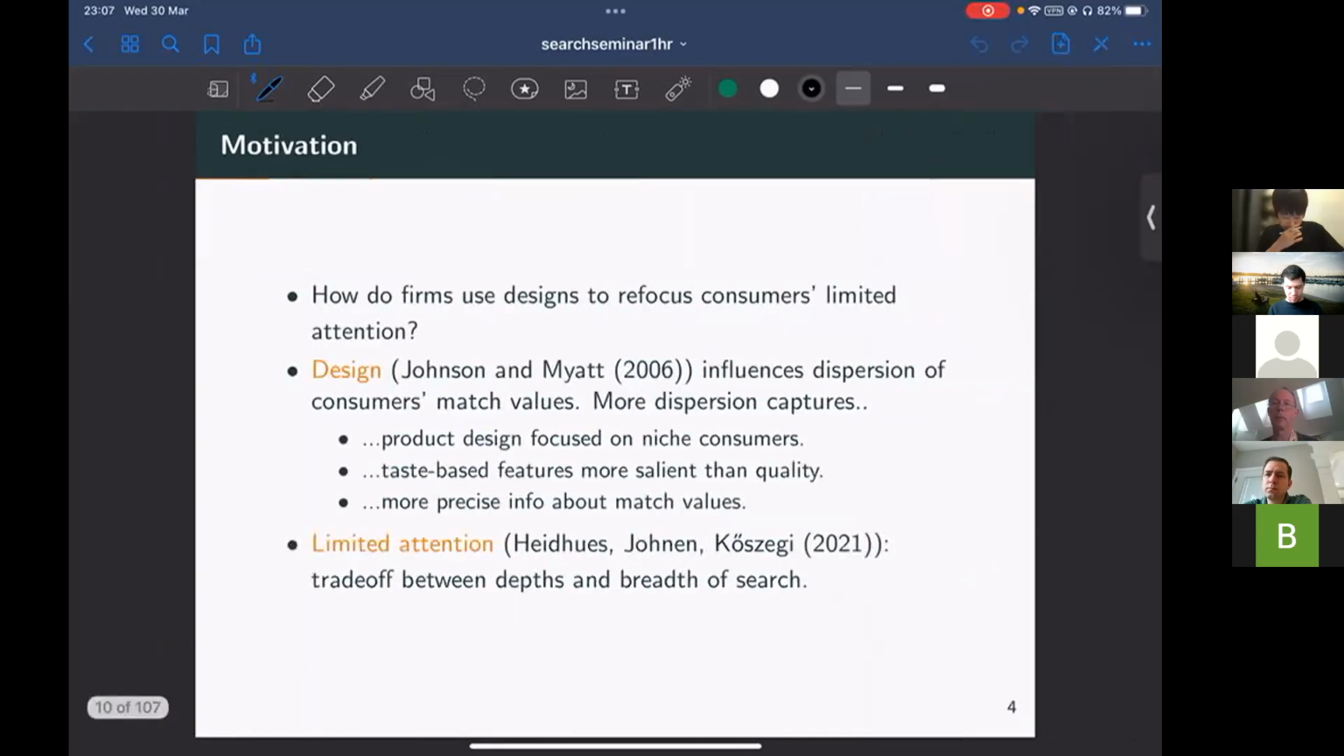The other one is the idea of limited attention. In particular, we look at a very specific form of limited attention where consumers trade off between depth and breadth of search. So it's not like a standard search model where consumers search products one by one, but rather they're thinking about whether to look for more information about one single product or a smaller subset of products, or to browse superficially across more products. We think that this is particularly relevant to the case where products are complex.